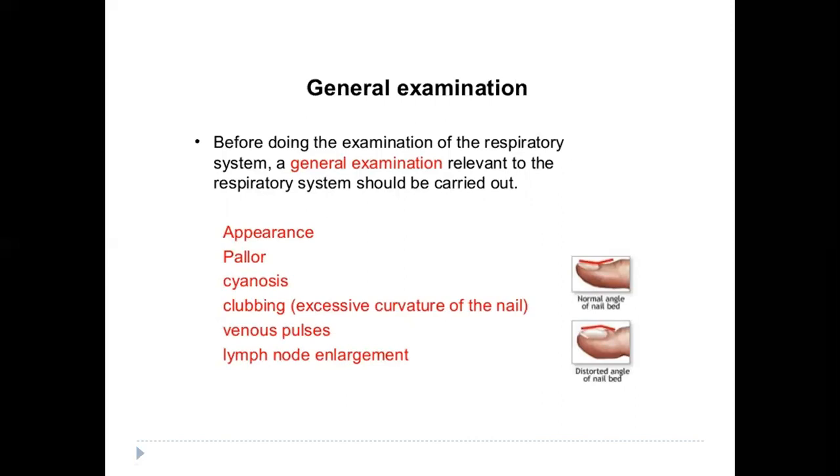Now, first we'll go for general examination, where we will see the appearance of the patient. We'll see the pallor. Pallor means yellowish discoloration. We'll see cyanosis. Cyanosis means bluish discoloration of the skin. Then one important thing is clubbing of the nails. That means the nail bed is distorted. You can see here in this picture. Then we'll check for venous pulses and lymph node enlargements.